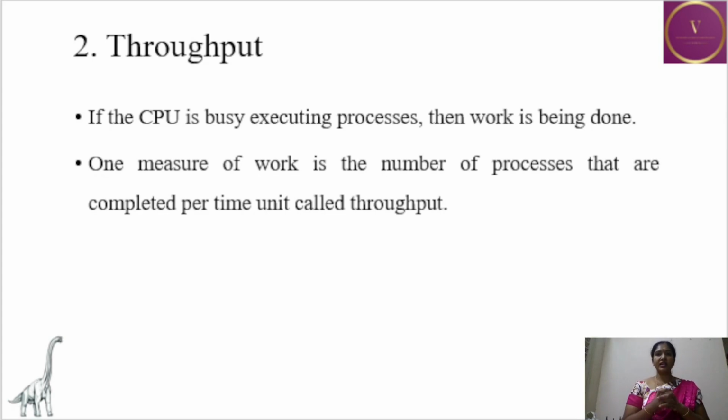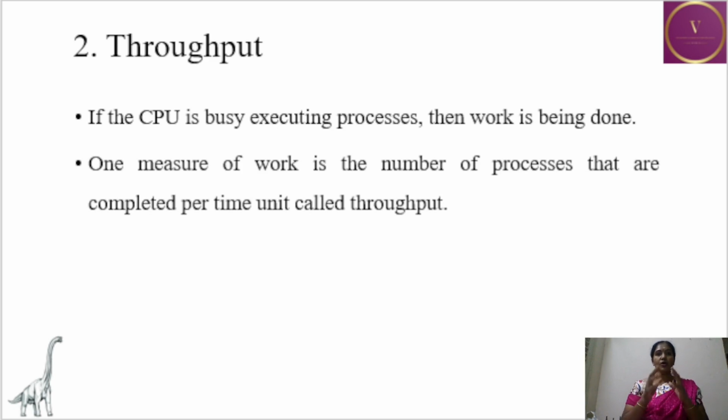So throughput is basically the amount of work done by the CPU. When there is maximum utilization of the CPU, it means all the work is done by the CPU, and the CPU is always busy. When the CPU is busy, it means that we are getting maximum work done by the CPU. So how do we measure the work done by the CPU? One way of measuring the work done by the CPU is the throughput, which means the number of processes that are completed per unit time.